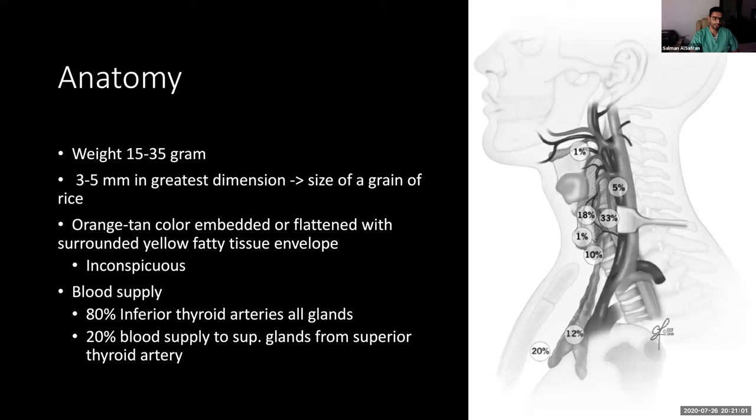Blood supply: about 80% of individuals will have the blood supply for all four glands coming from the inferior thyroid artery. However, 20% of the population will have the upper parathyroid gland supplied by the superior thyroid artery, okay?